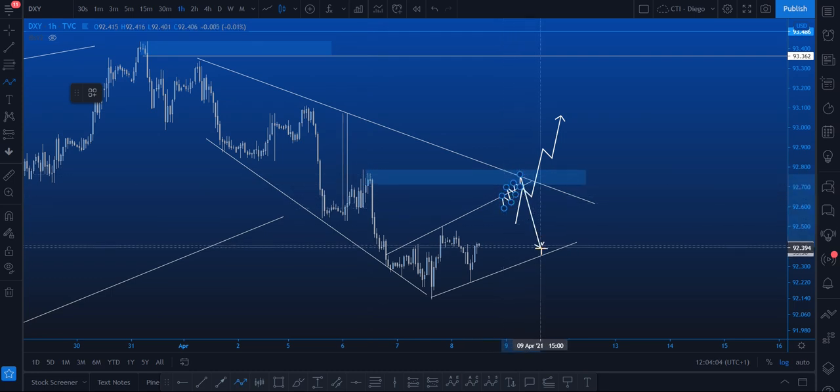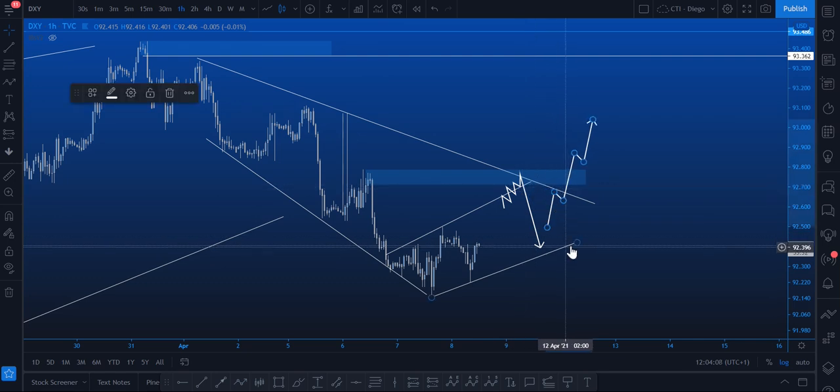Then I'll happily take a short towards minimum this outer structure for a take profit one, if I'm to take a dollar pair. So this is the game plan for DXY. For now, I'm short-term bullish towards this point of interest.